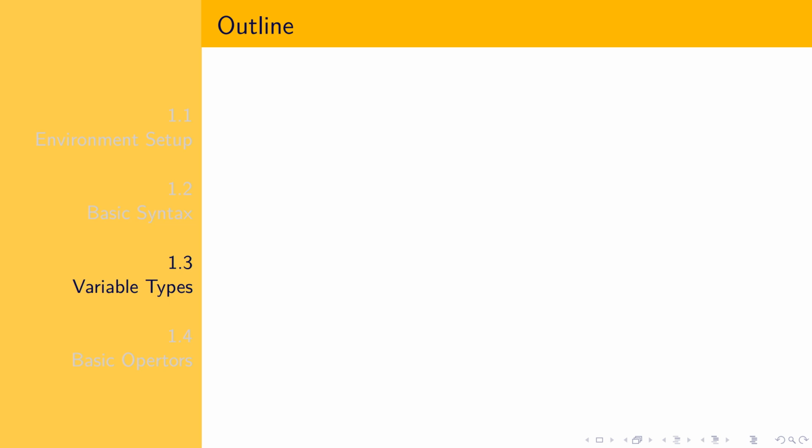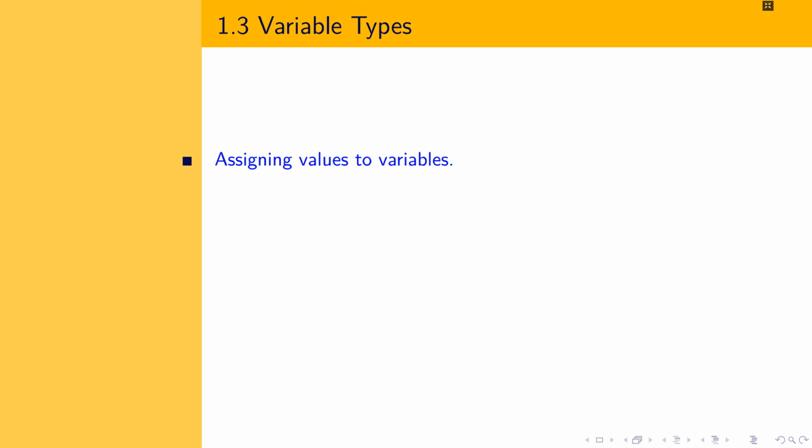The next thing I would like to talk about is variable types. So a variable is a symbolic name associated with a value, and the value may be changed. This is something very similar to a variable in math. The first thing to do with variables is assigning. Actually, I already introduced some examples about variable assignment.